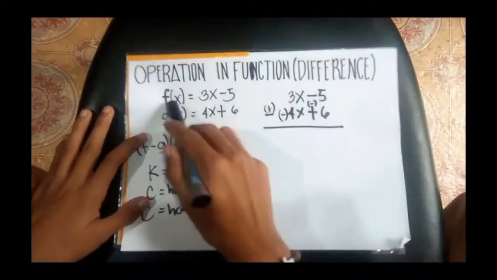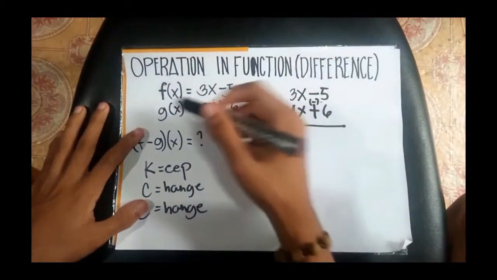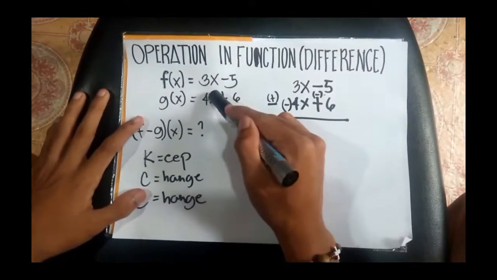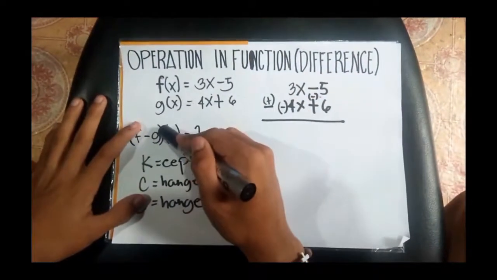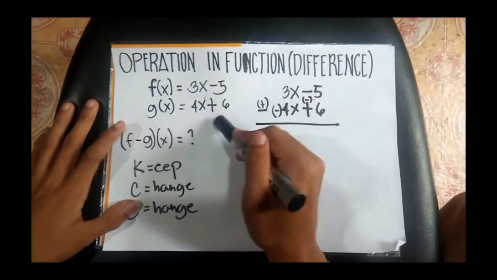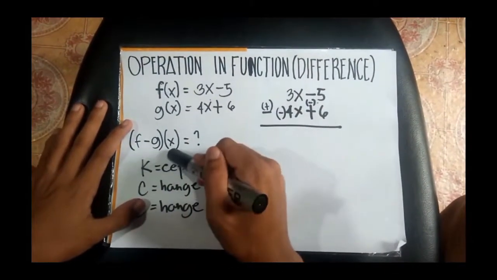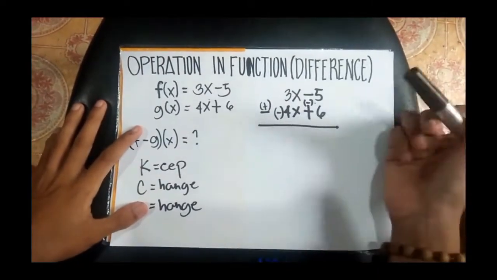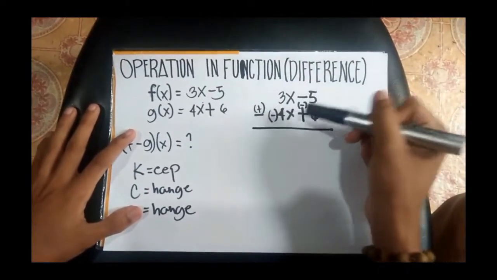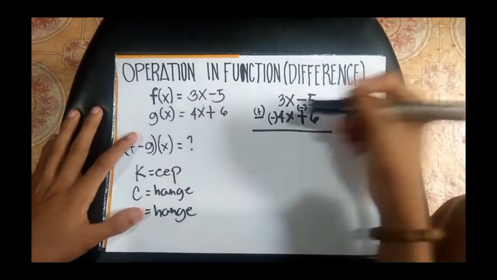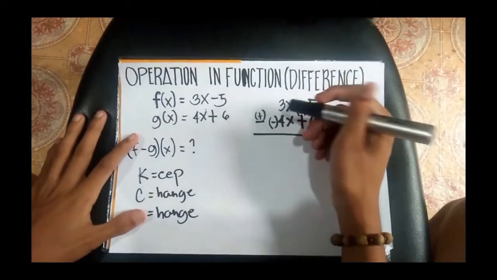Hi guys, in this lesson we're going to learn operations on functions, but this time we're going to focus on difference. Our f of x equals 3x plus 5 and our g of x equals 4x plus 6, and we're finding our f minus g of x. So here we have 3x plus 5 minus the quantity 4x plus 6.